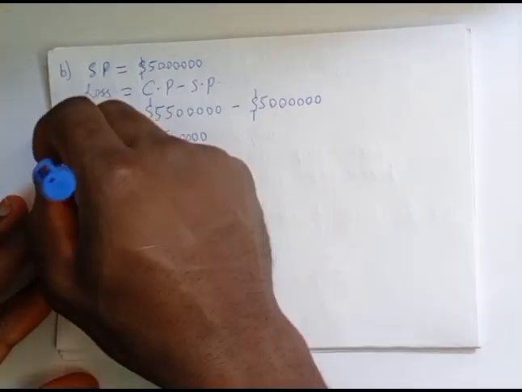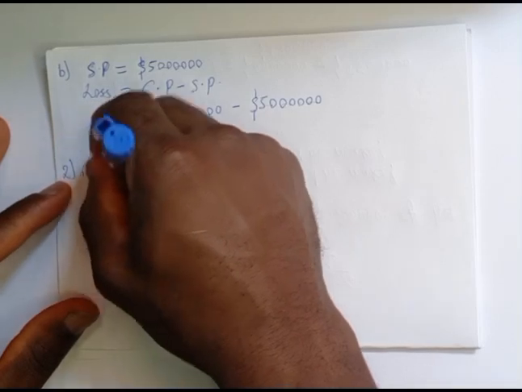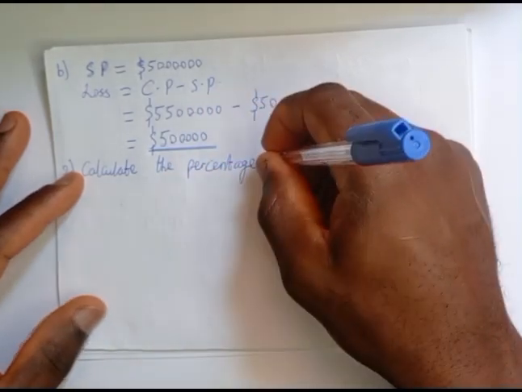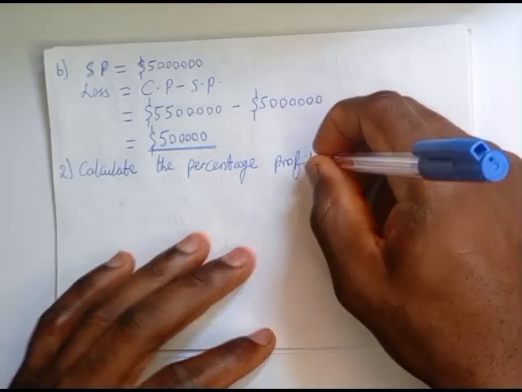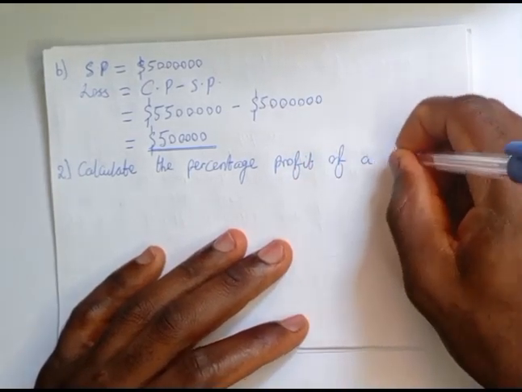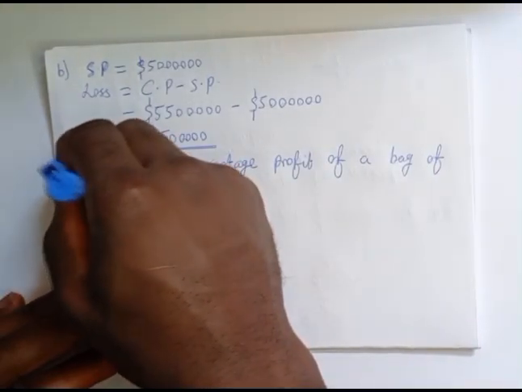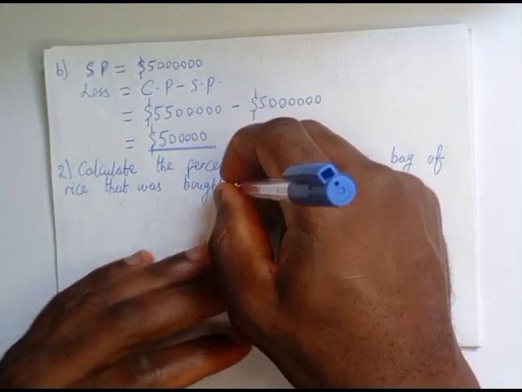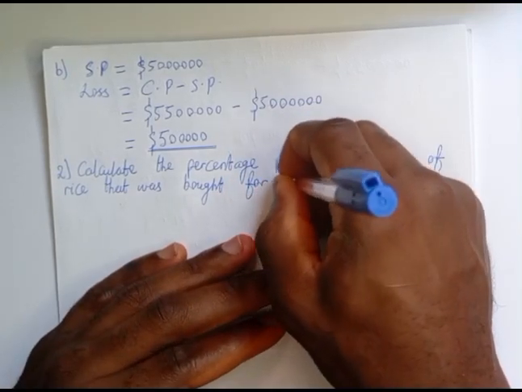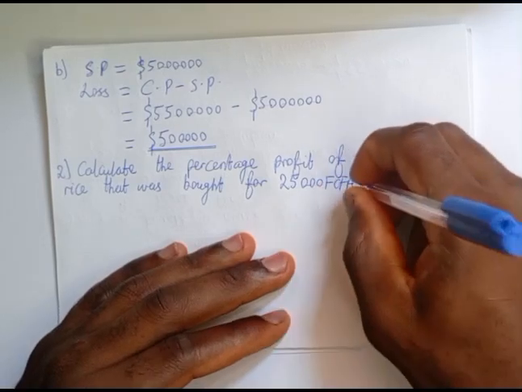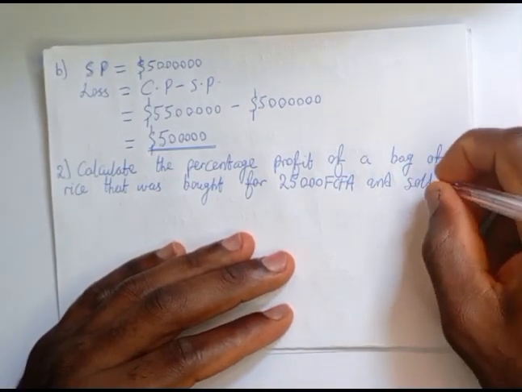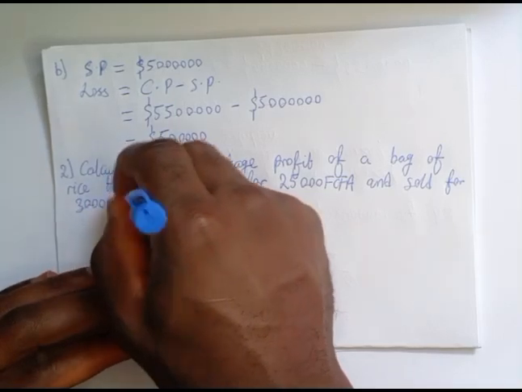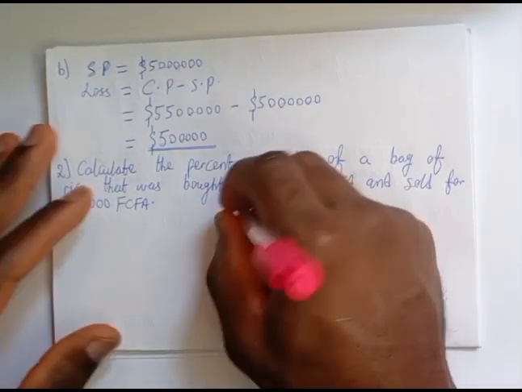We go to question 2. Question 2. Calculate the percentage profit of a bag of rice that was bought for 25,000 francs CFA and sold for 30,000 francs CFA. Take solution.